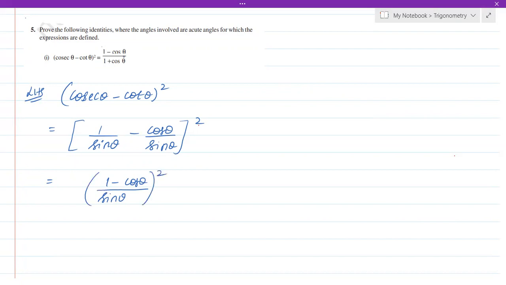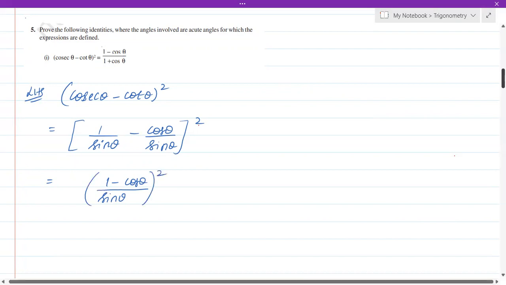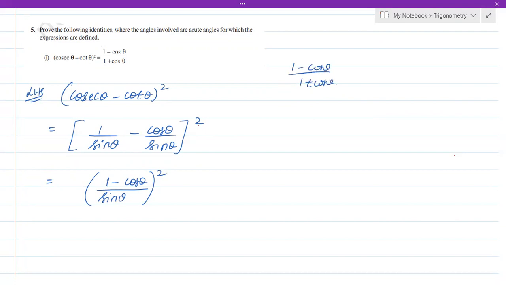Now, if you observe carefully, what we need in the RHS is 1 minus cos theta by 1 plus cos theta, isn't it? 1 minus cos theta is already available here. We have already got it in the numerator. But in the denominator, we have sine theta. But what we need is 1 plus cos theta. So how do we want to get it?